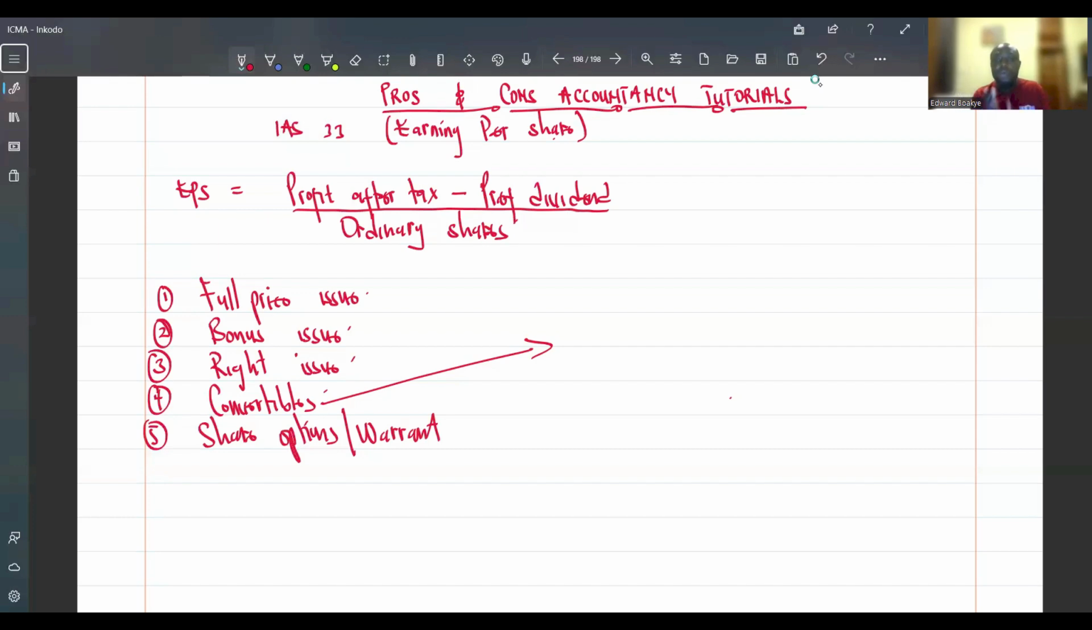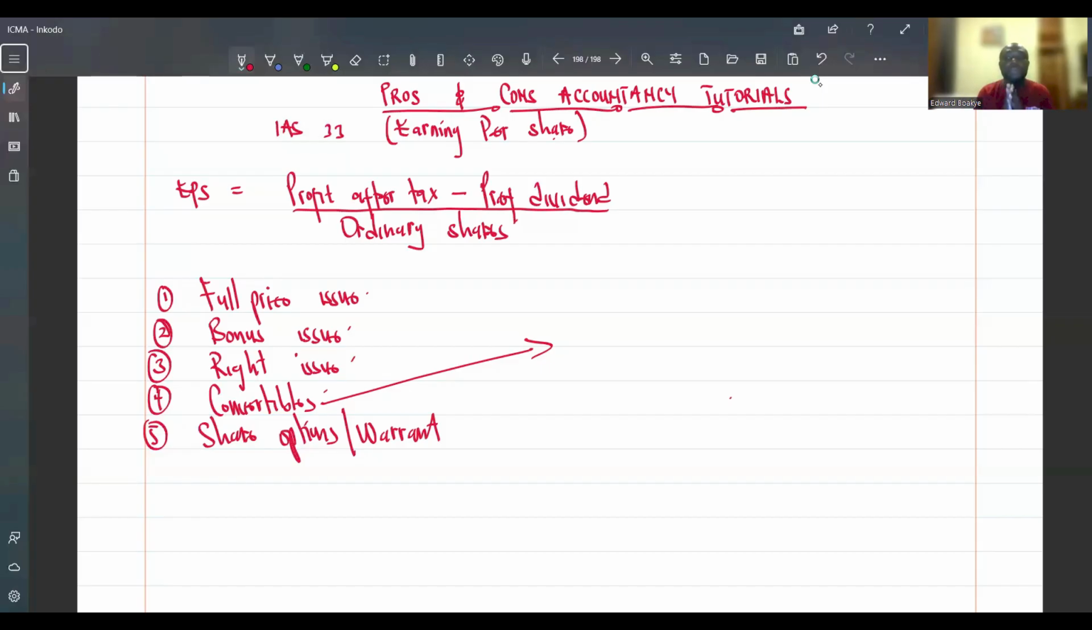So that interest will come and add up to the profit after tax, before we now take out preference dividend and then divide by the number of shares. So surely, though it has diluted it, you brought back the interest that you took.